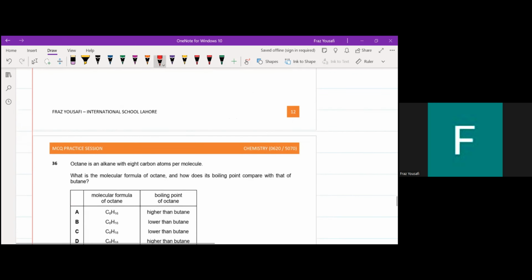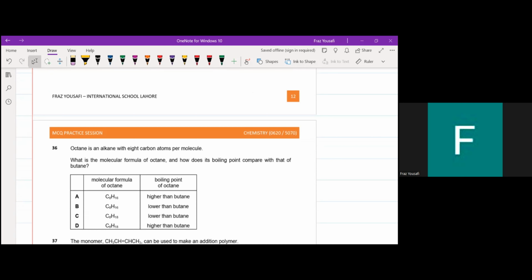All right, 36. Octane is an alkane with 8 carbon atoms. First things first, it said alkane, so you should be thinking CnH2n plus 2. A and B are out. C and D are your answers.